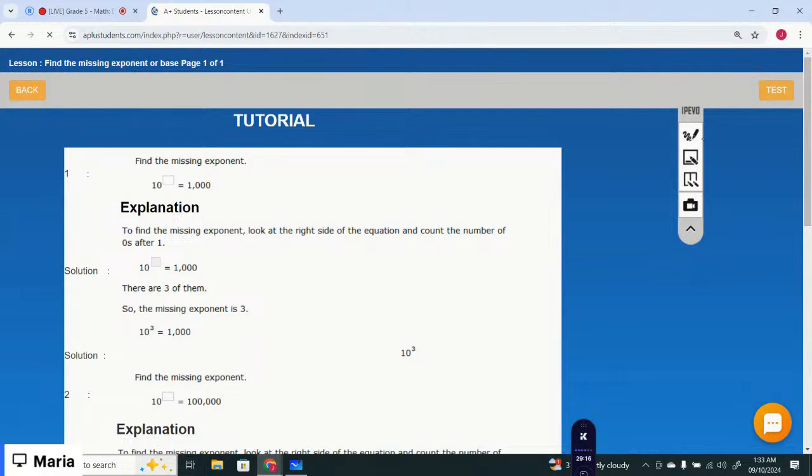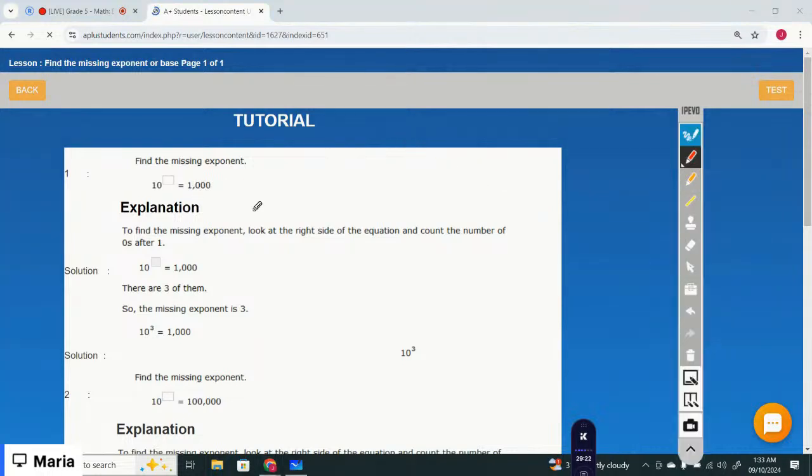When you are working with the powers of 10, that is very easy. You are given 1000 here, and you have to find the missing exponent of 10, right? You simply have to count the number of zeros. You have 3 zeros with 1000, right? That means 10 exponent 3 equals 1000.